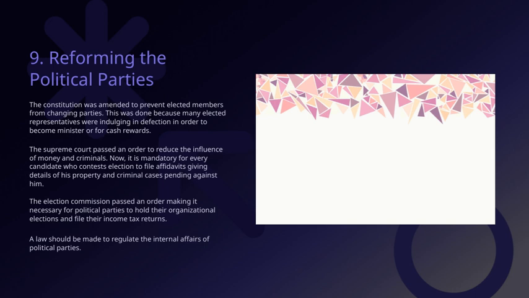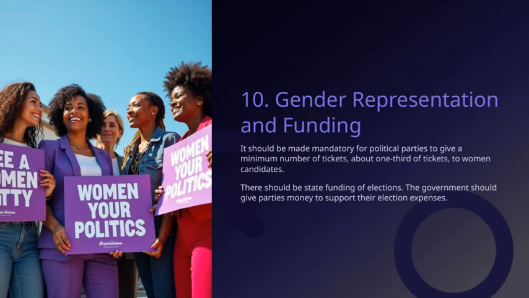All these measures are part of broader efforts to reform political parties, making them more transparent, accountable, and focused on serving the people. These reforms are essential for strengthening our democracy and ensuring fair elections. So, to strengthen our democracy, I believe there should be state funding of elections. This means that the government should allocate funds to political parties to help cover their election expenses. By doing this, we can reduce the influence of money from private sources and promote fairer competition.